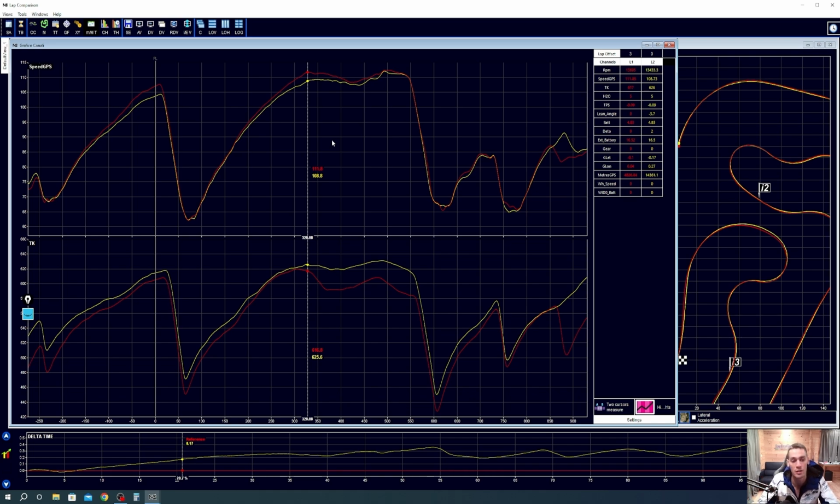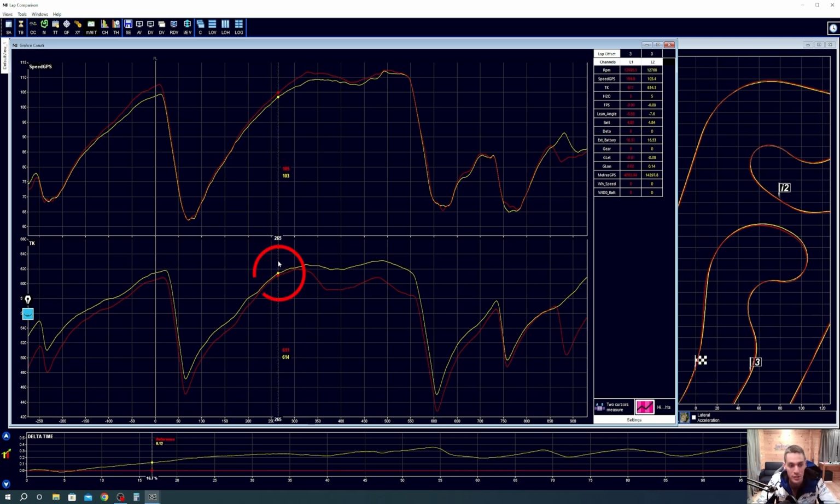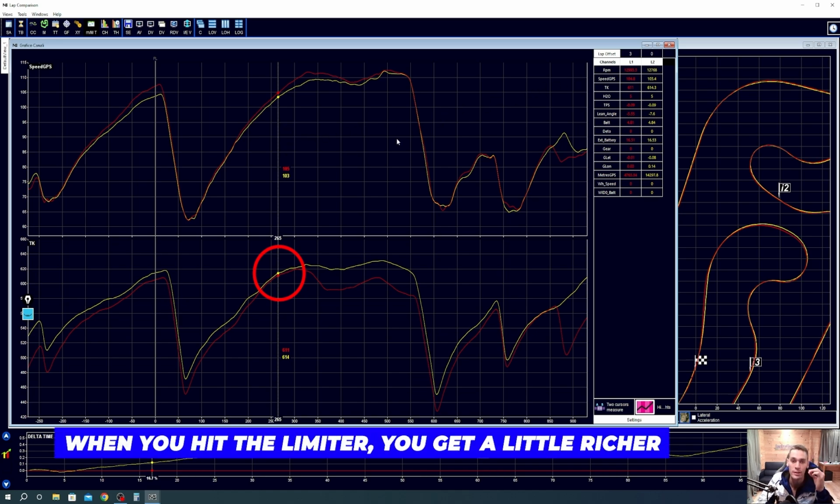So because of that, as you can see here, the yellow, and by the way, I forgot to mention, which is very important: when you hit the limiter, you get a little bit richer. So the carburation gets a little bit richer, not like you get richer. The carburation gets a little bit richer because there's more fuel being pumped when the engine cuts.